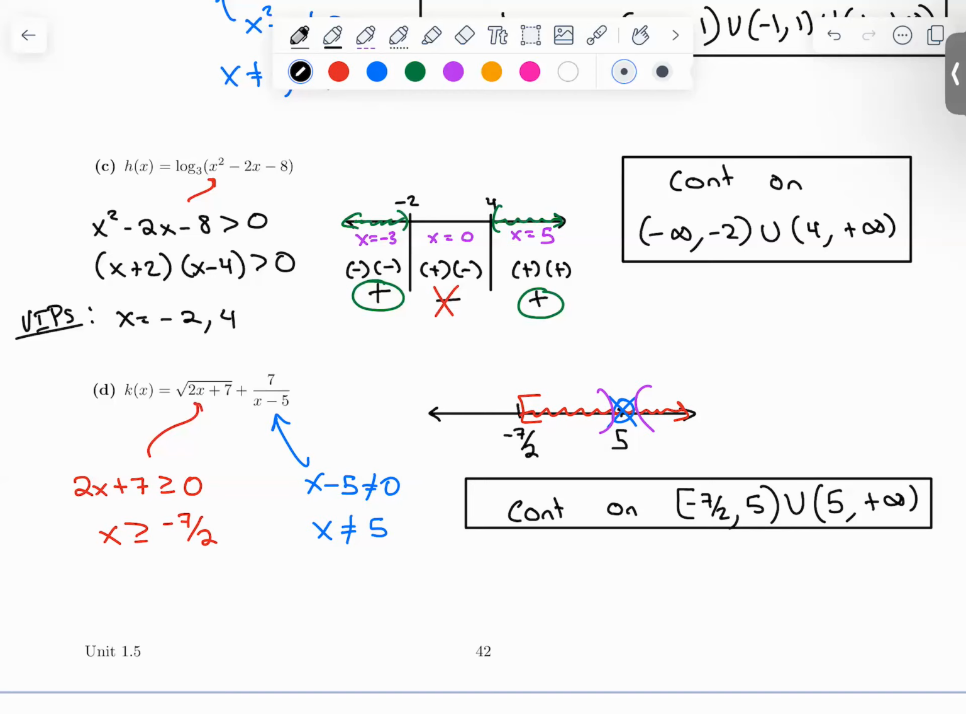Parenthesis means it's not included. Bracket means it's included. The way I like to think about it is, I didn't draw it great here, let me redraw it to make it better. If you draw a bracket, it's going through the line, so it is included, whereas if you draw a parenthesis, it's not touching it.